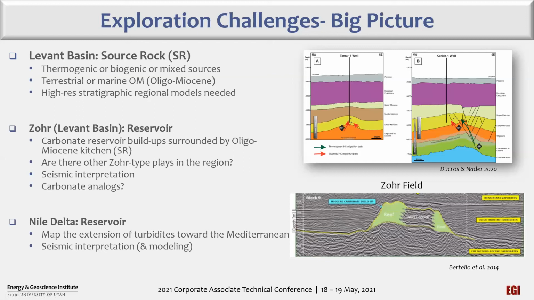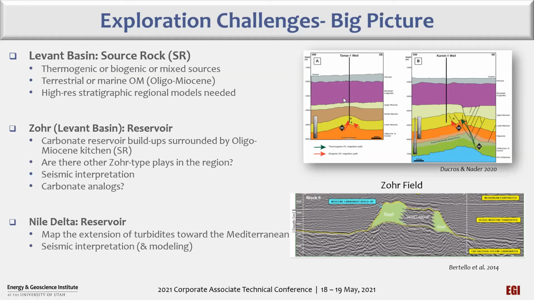So what's the big picture here? What are the major exploration challenges? In the Levant Basin, we have a source rock issue. The question remains whether gas here is biogenic or thermogenic sourced, or is it truly a mixed source? This begs a good investigation, starting with the regional synthesis of the area.